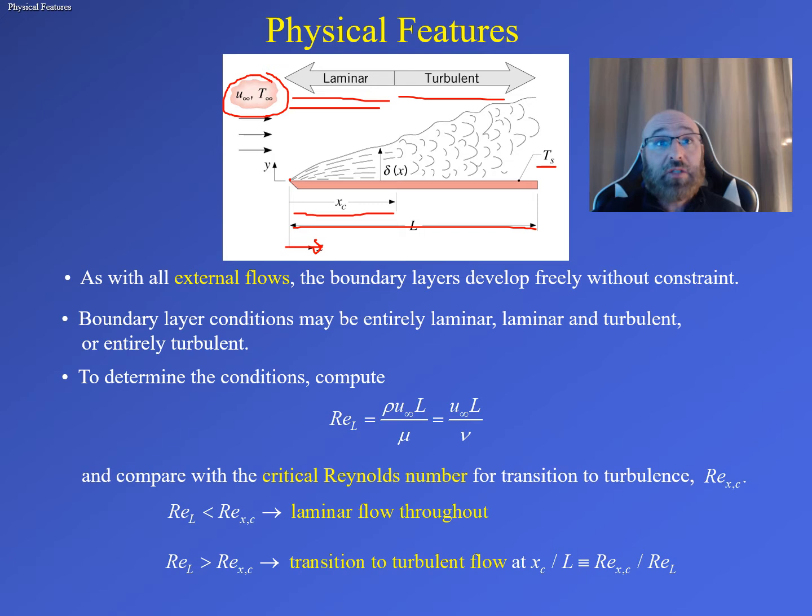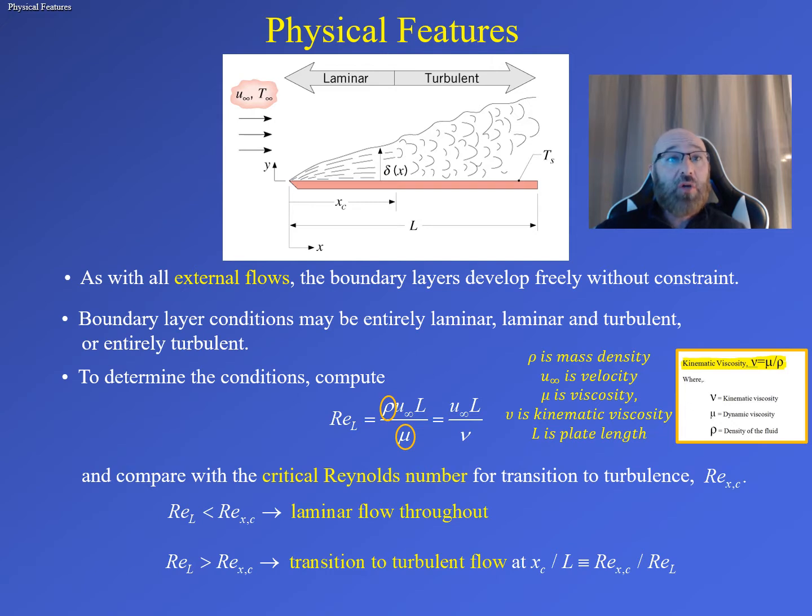Now, as with all external flows, the boundary layers develop freely without constraint. The boundary layer conditions may be entirely laminar, or laminar and turbulent, or entirely turbulent. We can see there's a little bit of that transition region where we have both laminar and turbulent.